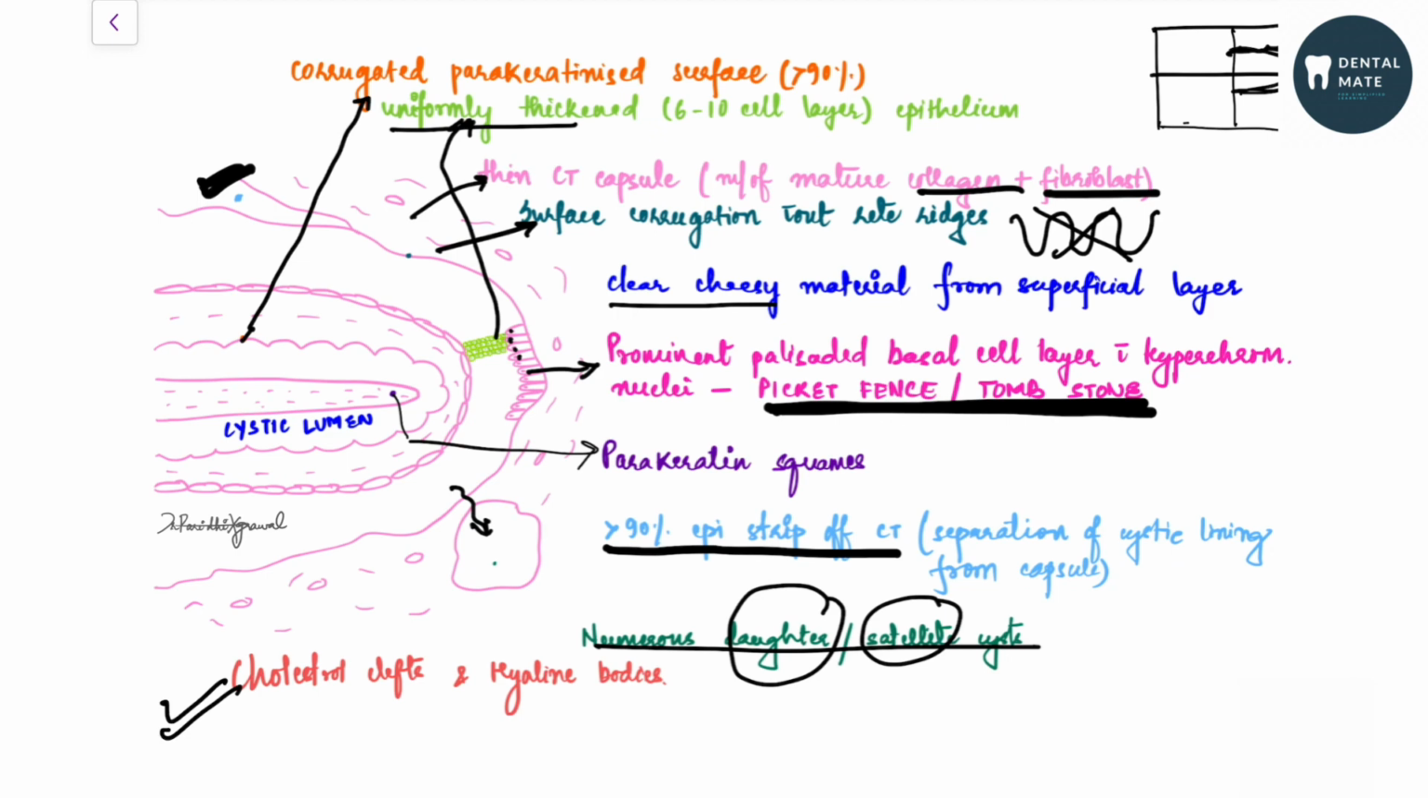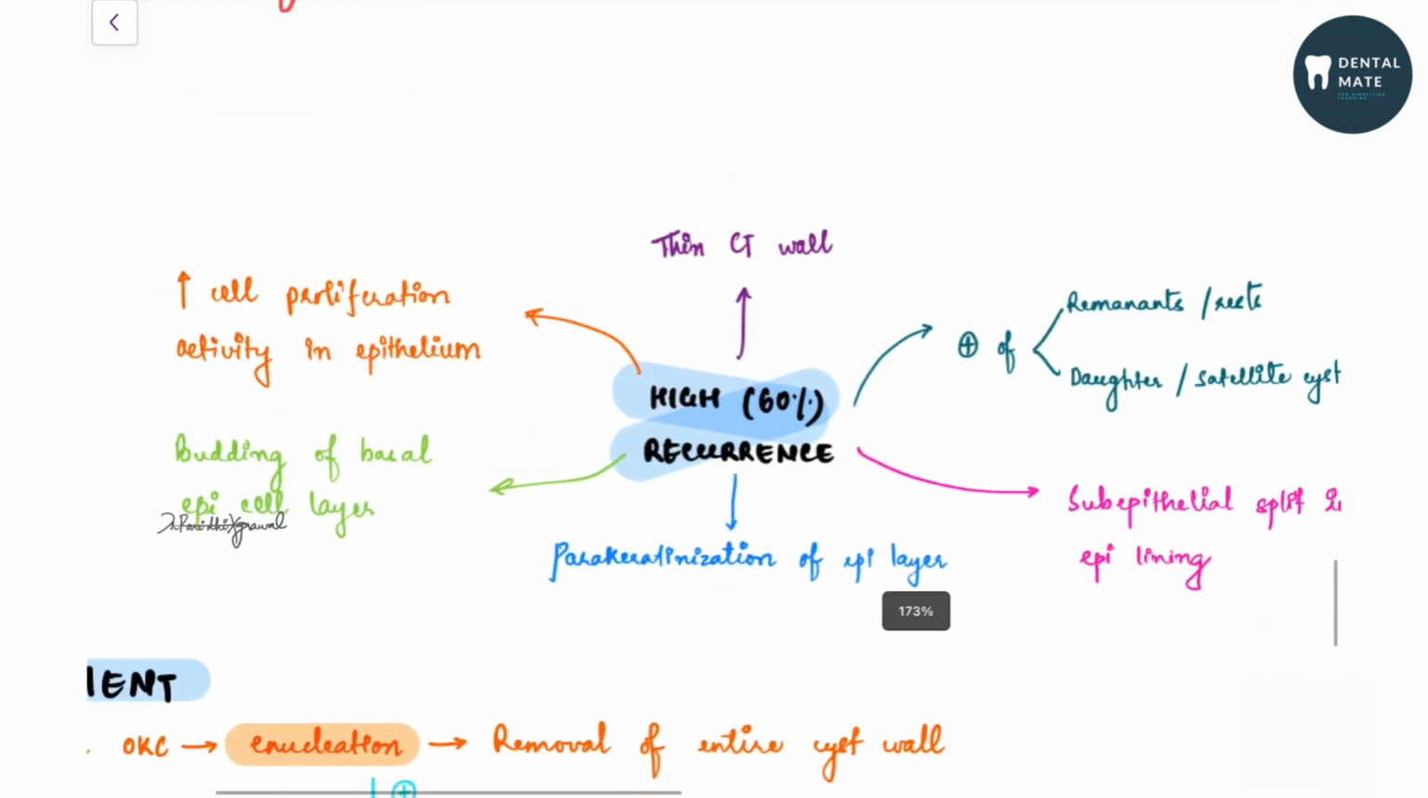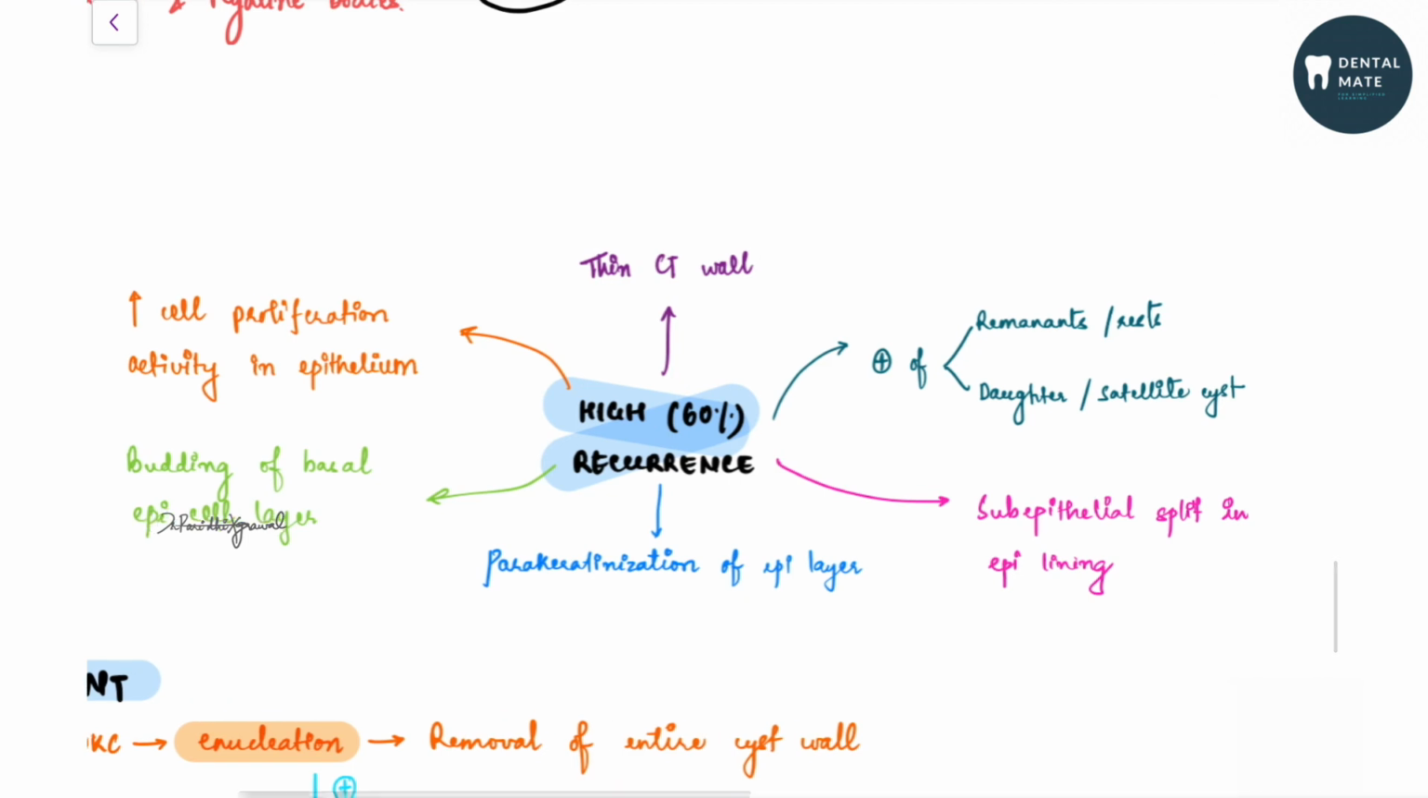A point to remember is that OKC can be differentiated from other cysts like dentigerous or radicular or any other cyst only with the help of histopathological examination. That would be the diagnostic criteria for OKC. Now, OKC, as I have told you earlier in the introduction, has a high recurrence rate, which is about 60%. So what are the reasons for the high recurrence rate of OKC?